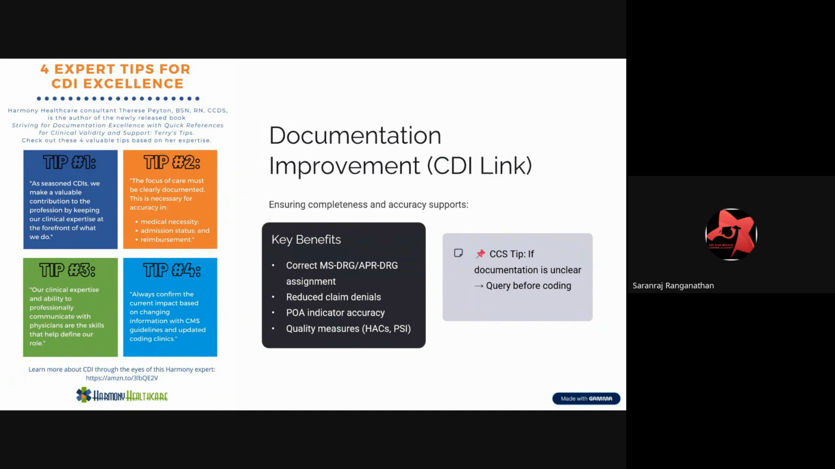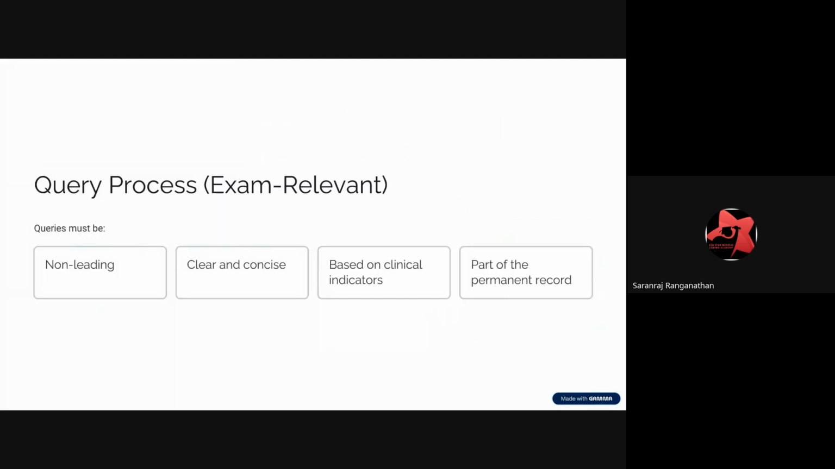Okay, then key benefits: when I do completeness and accuracy, it supports correct medical severity diagnosis related grouping, reduces claim denials, and POA indicator accuracy and quality measures will be followed properly. That is ACTs and PSI. Then the query process: the query must be non-leading, clean and concise, based on the clinical indicator, and part of the permanent record. These are what the query process is.